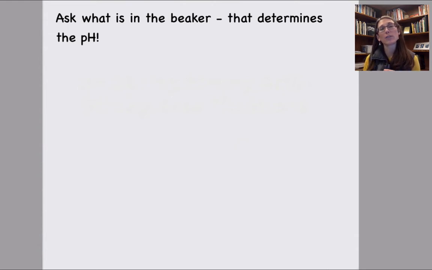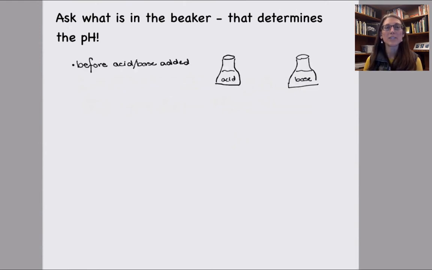There are 4 different times we can talk about calculating the pH. We can talk about calculating the pH before any acid or base is added to the flask. And if we just have an acid or a base present, we're going to use our ICE table and calculate how much of the acid or base has dissociated into hydroxide or hydronium ions and calculate the pH from that.